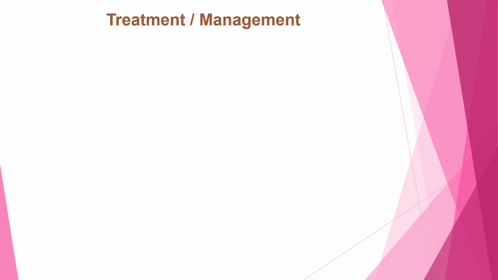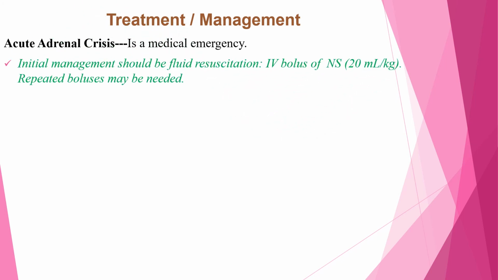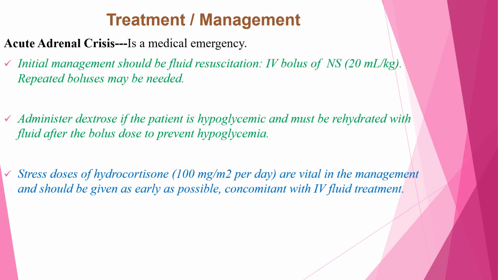When we see treatment of congenital adrenal hyperplasia due to 21-hydroxylase deficiency, acute adrenal crisis is a medical emergency, so initial management should be fluid resuscitation with an IV bolus of isotonic saline, 20 ml per kg, and repeated boluses as necessary. Administer dextrose if the patient is hypoglycemic, and they must be rehydrated with fluid after the bolus dose to prevent hypoglycemia. A stress dose of hydrocortisone, 100 mg per meter squared per day, is vital in the management and should be given as early as possible, concomitant with IV fluid treatment.